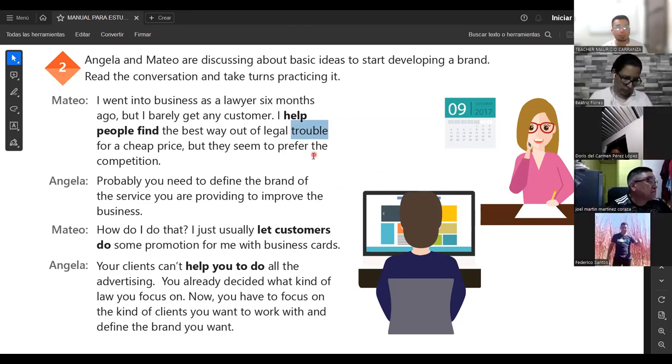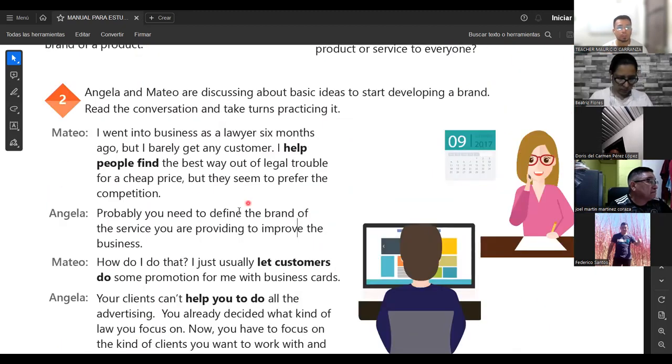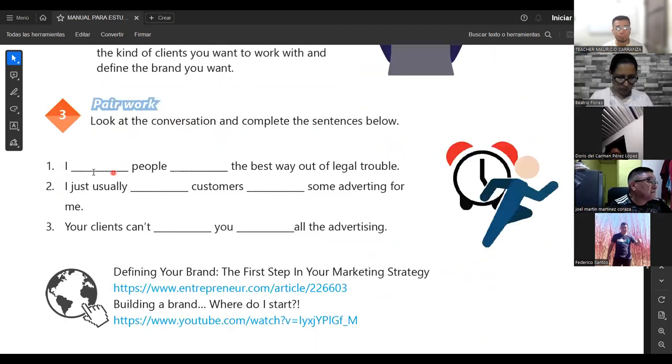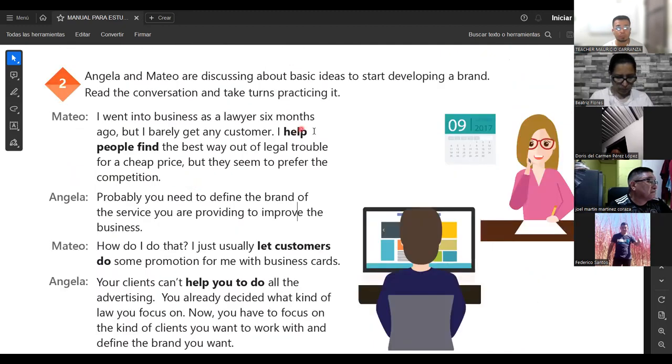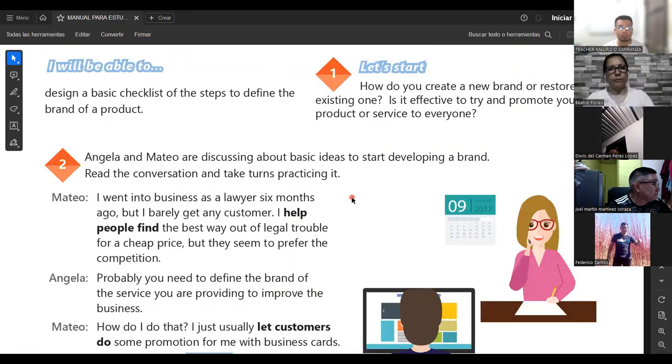Okay, if there are no other words, this is what we're going to do. Practice the conversation in the breakout rooms and then complete the sentences with the information in bold, okay? So the sentences that are in bold will help you complete this part. Clear?